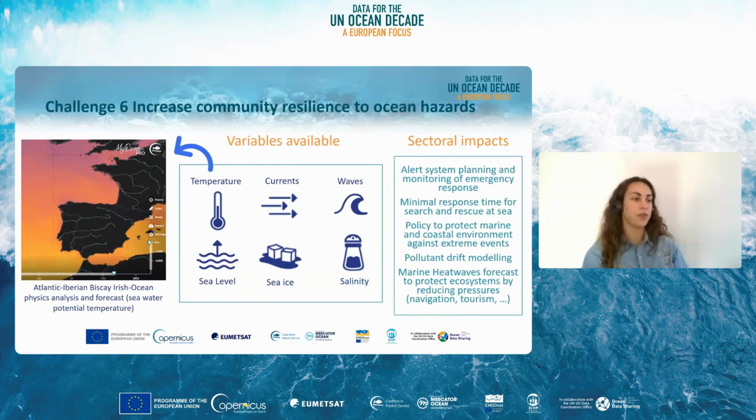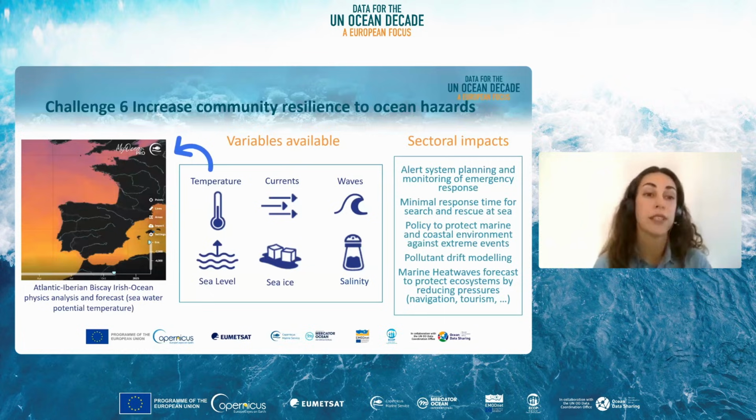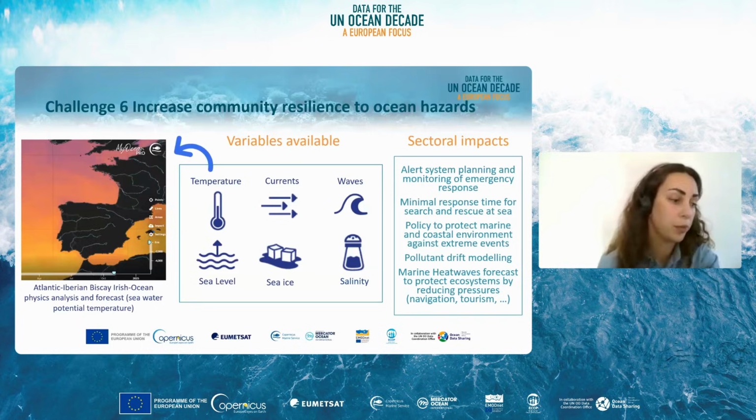Challenge 6 now focuses on increasing community resilience to ocean hazards. You can see here some key variables that are relevant to topics such as rising sea levels, early warning systems, and the protection of communities and infrastructure through coastal ecosystems such as mangroves or seagrass beds, for example. Here, the seawater temperature forecast product that you see on the left could be useful for tools supporting search and rescue at sea, or for reducing the navigation and tourism pressures on ecosystems during marine heat waves, for example.